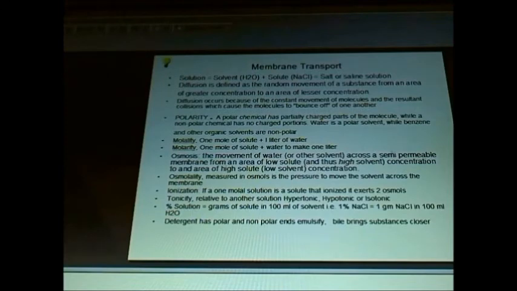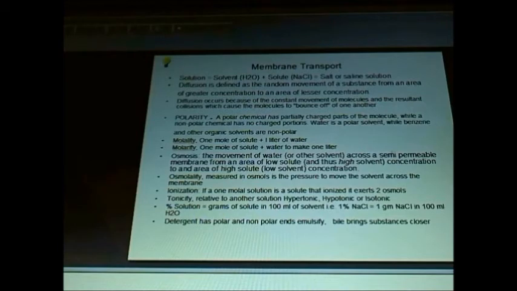Now you may be asked to calculate between a molal solution and a percent solution. It's relatively easy. Percent, again, is in grams per 100 milliliters. Molal is in liters. So you're going to take the grams per 100 milliliters, multiply it by 10, and divide it by the gram atomic weight. And that will give you your molal solution.